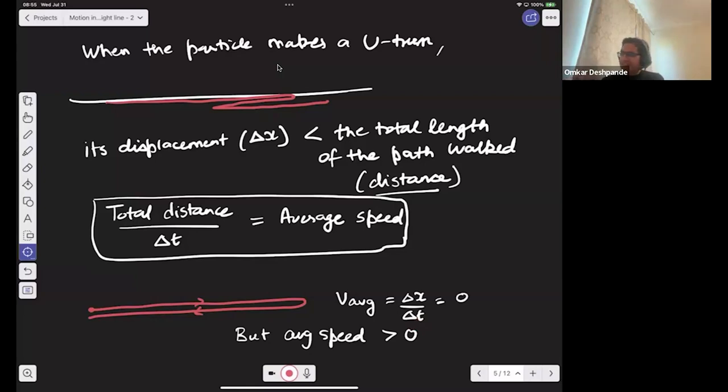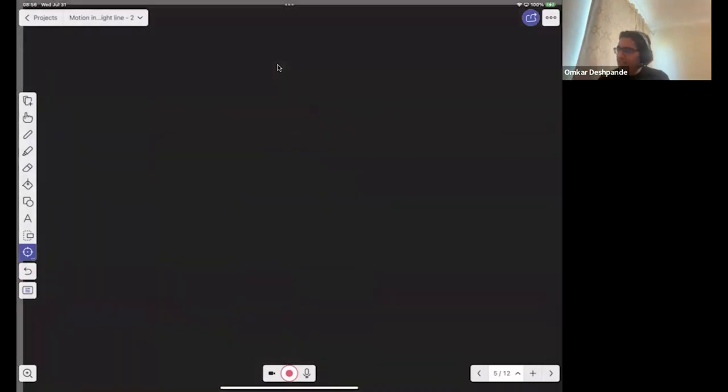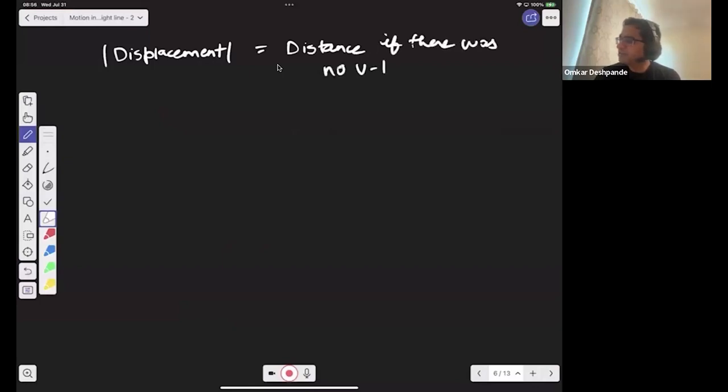You can say that the displacement could have a negative sign because, if it's moving towards the left, it would have a negative sign. But the magnitude of the displacement would be the same as the magnitude of the distance if there's no U-turn. And I'll just write that down. The magnitude of the displacement will be equal to the distance if there was no U-turn during the motion.